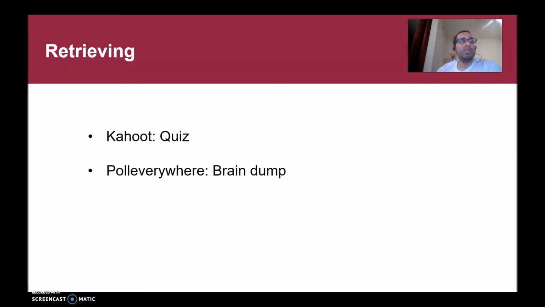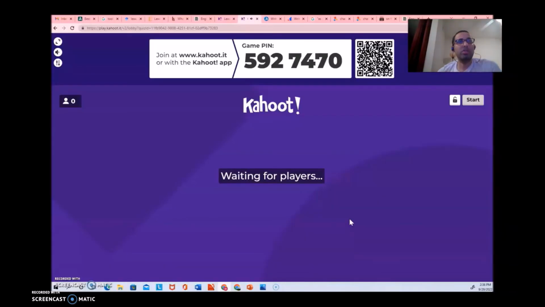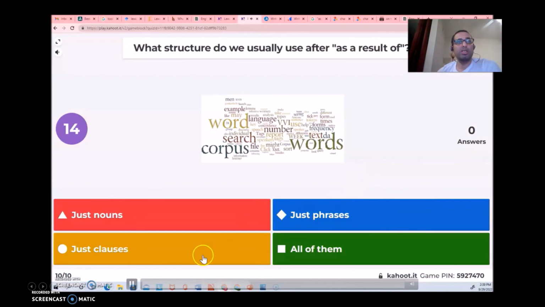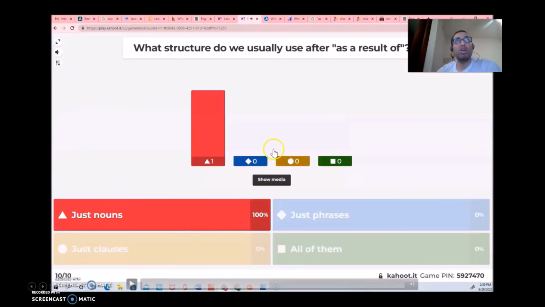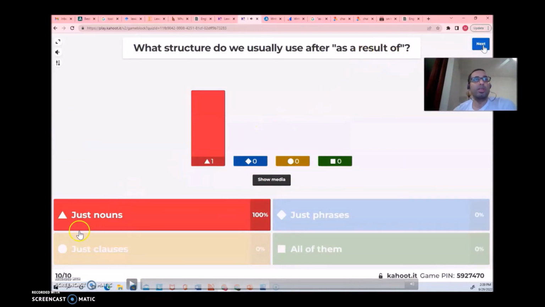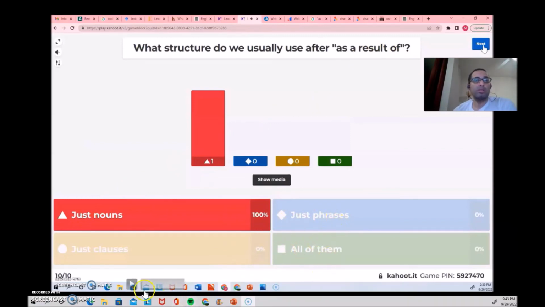When it comes to retrieving, there is Kahoot and Poll Everywhere, so we can use a quiz or brain dump activity. For Kahoot, students can use the code, sign in, and then compete against each other to find the structure of a specific bundle, like here as a result of. So can we use it just after nouns, maybe not phrases or clauses, or all of them? They need to recall the information that they learned.